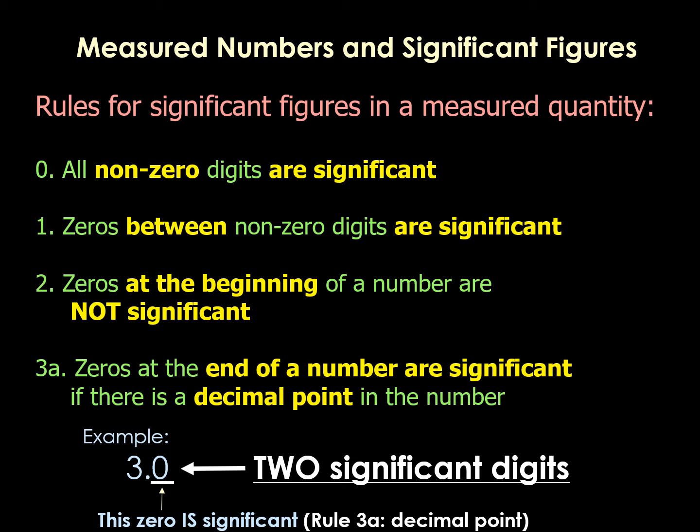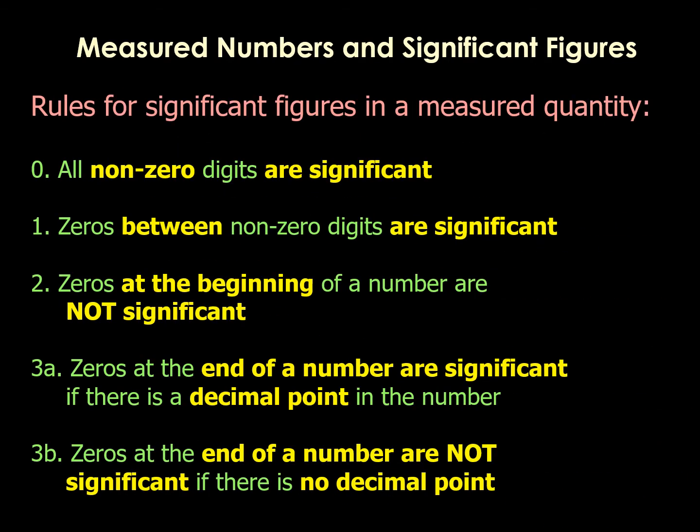Any zeros that are after the decimal place are considered significant. So here we have 3.00, that's 3 significant figures. If I were to write 3.000, that would be 4 sig figs. 3.010, that would also be 4 sig figs. So this comes with practice to figure out how many significant figures, so do examples. Here's just the summary, Rule 0 to 3b.